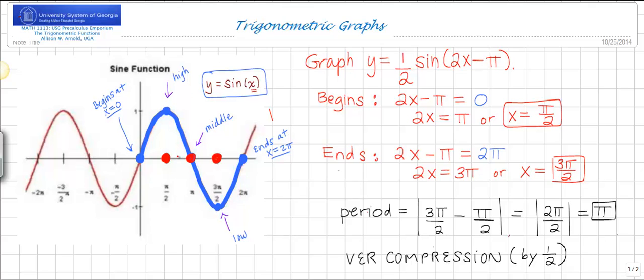Halfway between pi over 2 and pi, I'll put a tick mark, and pi and 3 pi over 2, we'll note those values in a moment. We're going to go up to a value of 1, and then down to a value of -1. Okay, so you can see the period is much shorter.